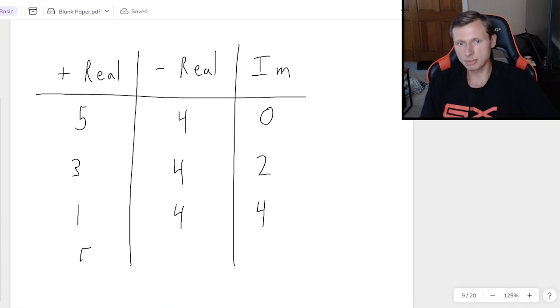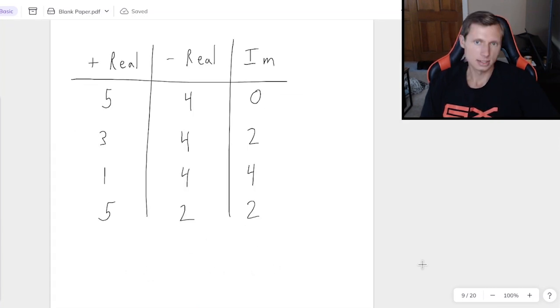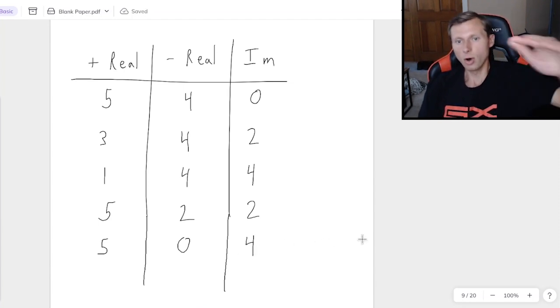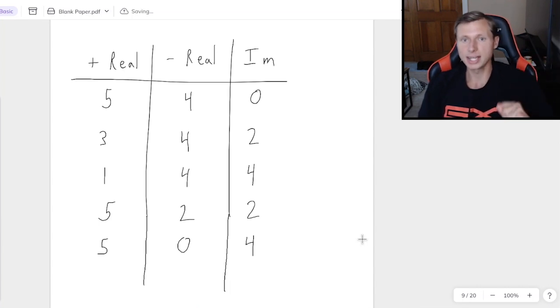Next, I'll go back up to 5 and take away 2 from the negative real. And now careful, there's only 2 imaginary because I put 5 back for the real. Now I need to zoom out so I can fit all these possible combinations in here. Next is 5 positive, 0 negative, and therefore 4 imaginary. Remember, as a quick check as I'm doing this, all of these rows should add up to 9 total solutions. This would be like an x to the 9th problem, which hopefully you'll never see in real life.